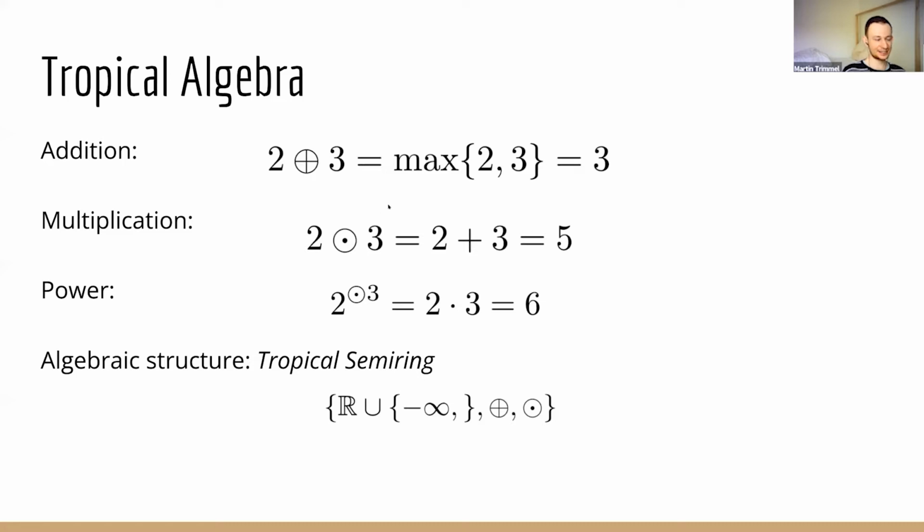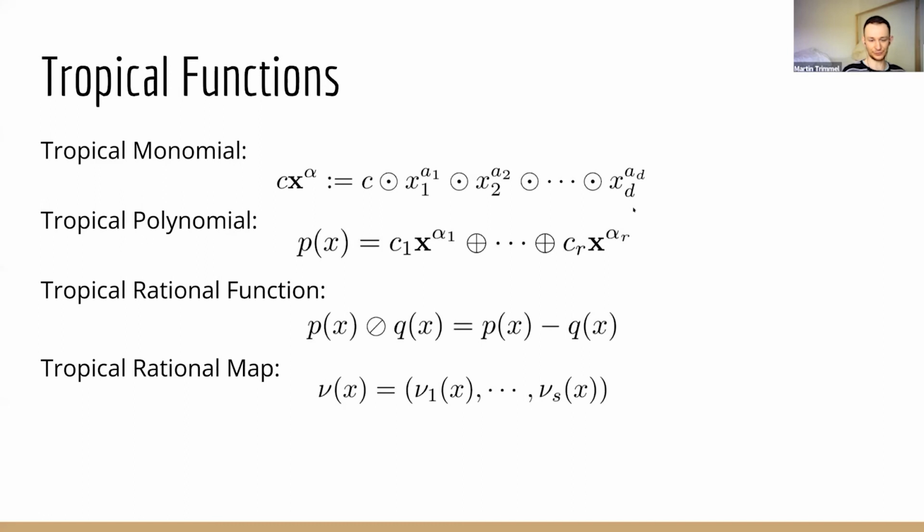And in a similar way, we can also define tropical functions. A tropical monomial is the tropical product of factors taken to some tropical power. This is the same thing as an affine function, i.e. a linear function plus a constant. So this is the same as these linear terms that I've mentioned previously. A tropical polynomial is the tropical sum of multiple tropical monomials. This is the same as the maximum of multiple affine functions.